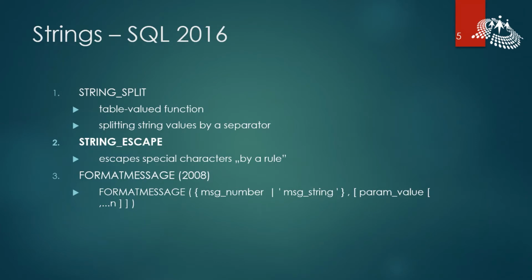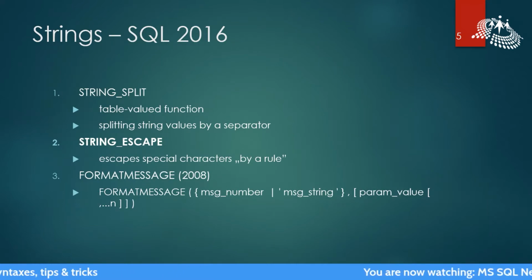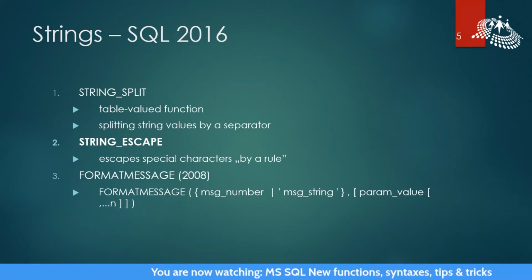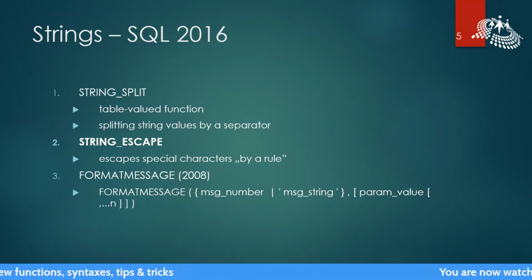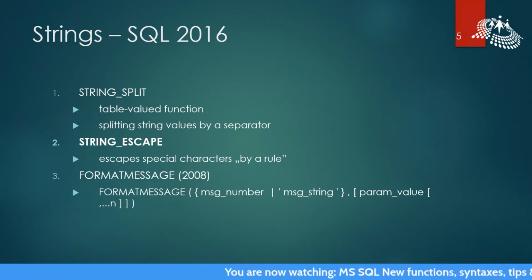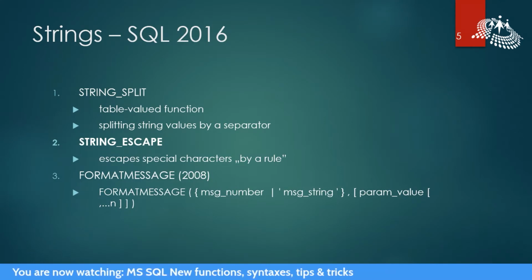So SQL Server 2016 also introduced STRING_ESCAPE. The function is for escaping special characters by a given rule, and the rule is JSON, of course. So only the JSON rule is supported. The reason for that is that SQL Server 2016 introduced JSON support, and then it was logical to introduce STRING_ESCAPE for that.